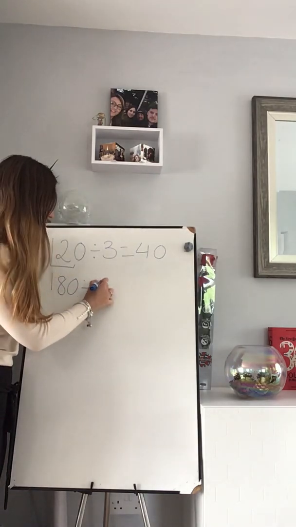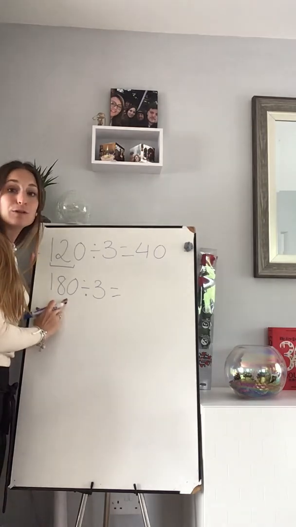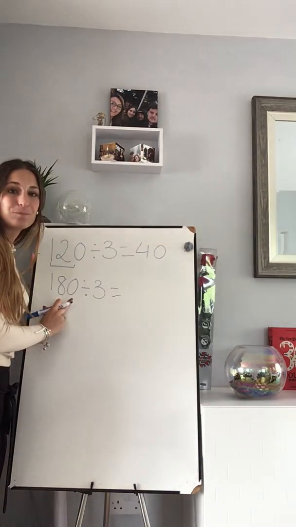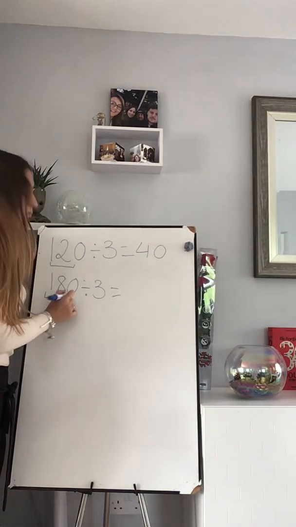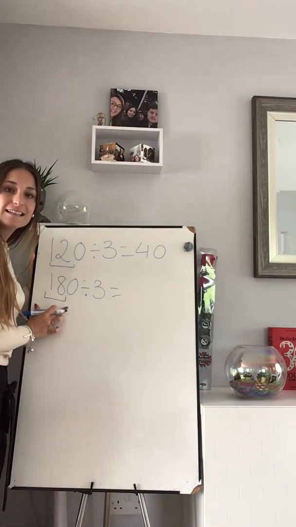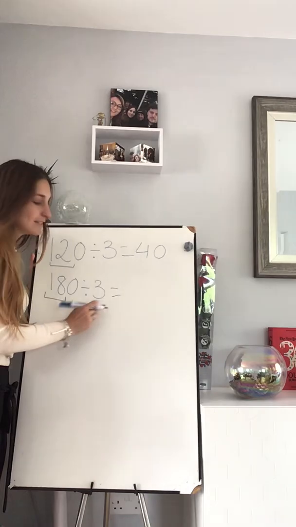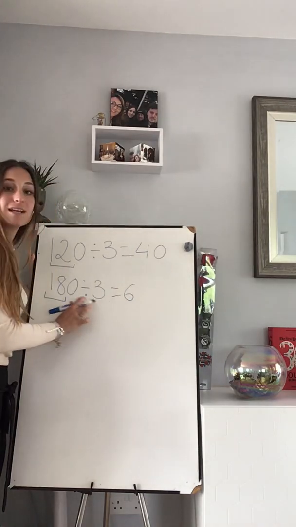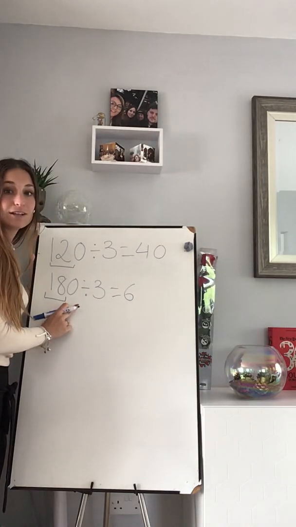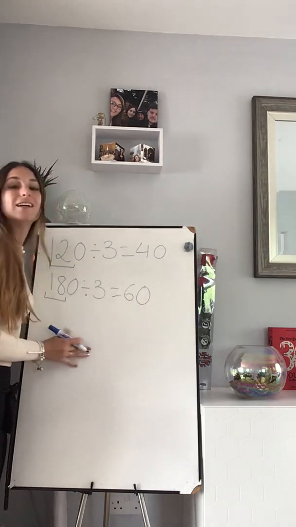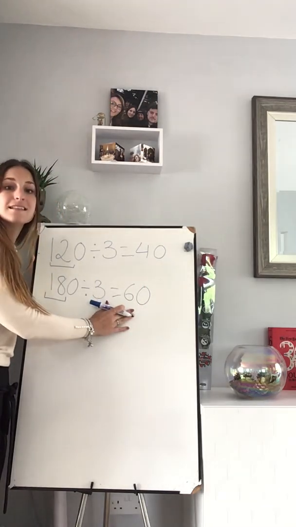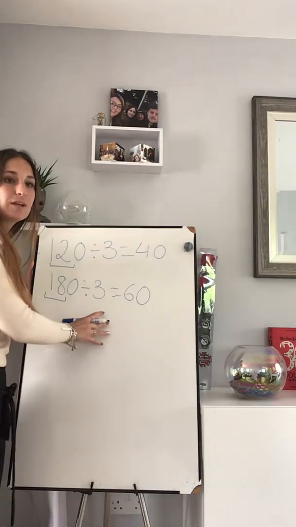The answer was 40. Okay, the next one. 180 divided by 3. It's a multiple of 10, it ends with a 0. I'm going to focus on the front, 18. Is 18 on my 3 timetable? Of course it is. 6 times 3 is 18. I cannot forget about my 0 that I need to put at the end. The answer is 60. Well done. Okay, my next one.